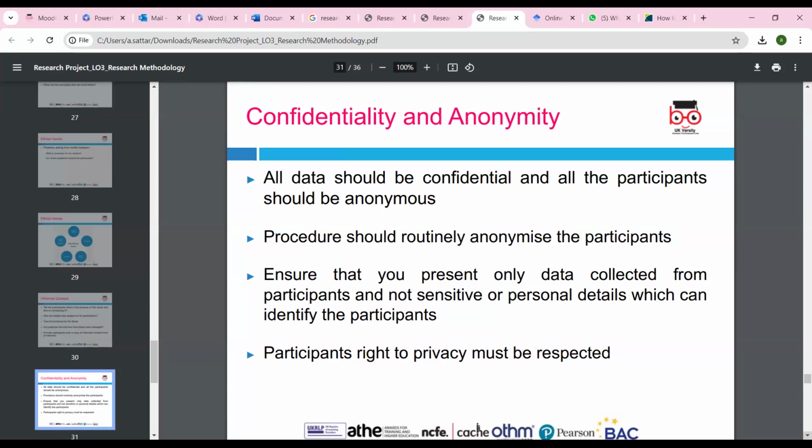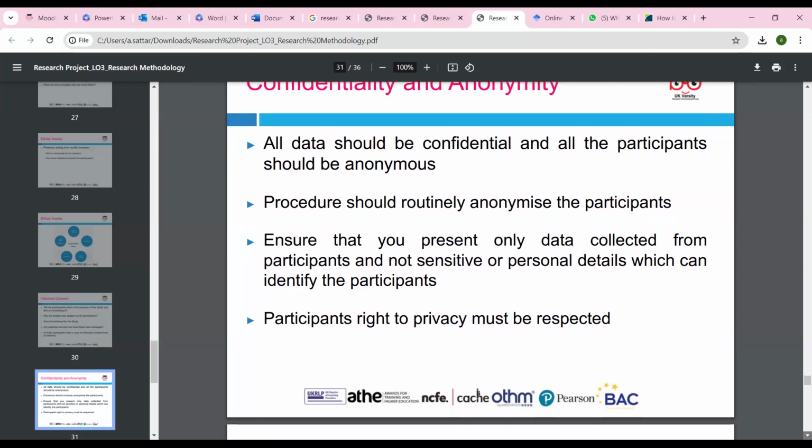Because at the end of the day we can achieve the objective without sensitive personal details. We're not going to ask their date of birth; we can ask which age group they fall into. Are you male, female? If they don't want to say about gender, that is absolutely fine, maybe LGBT or others. We must respect the participant's right to privacy.